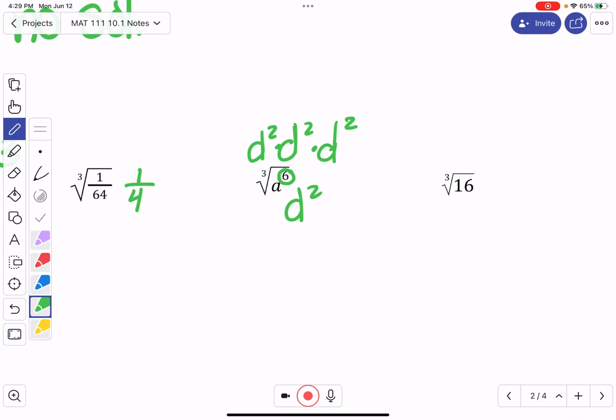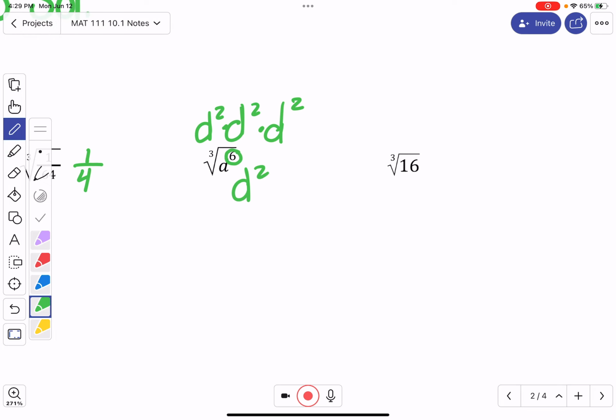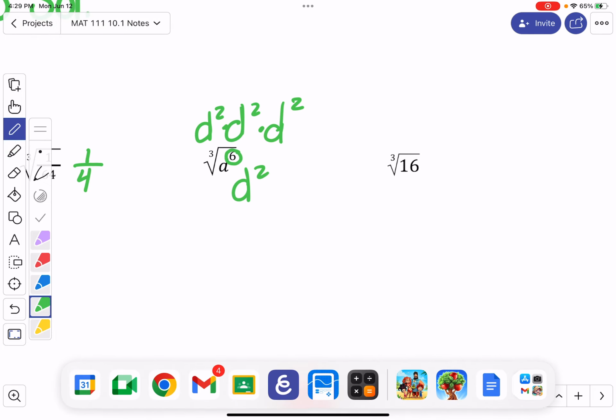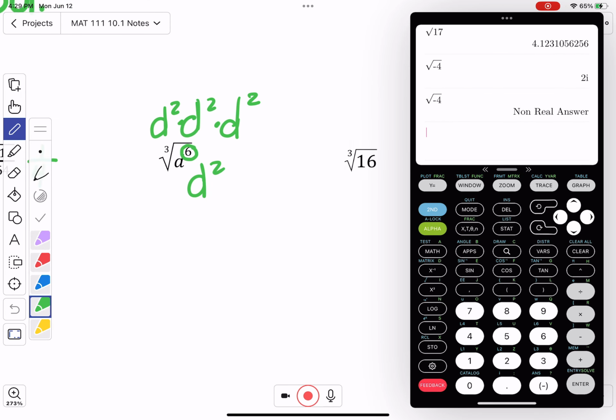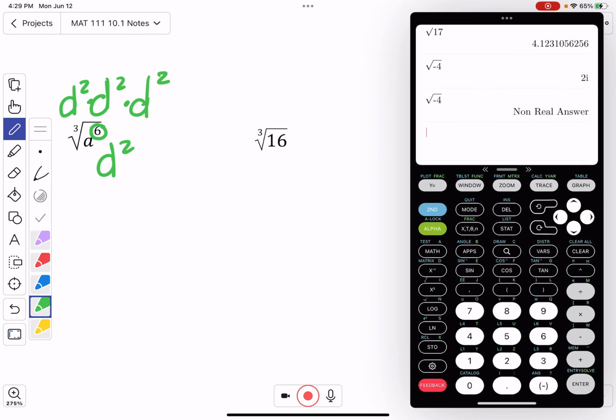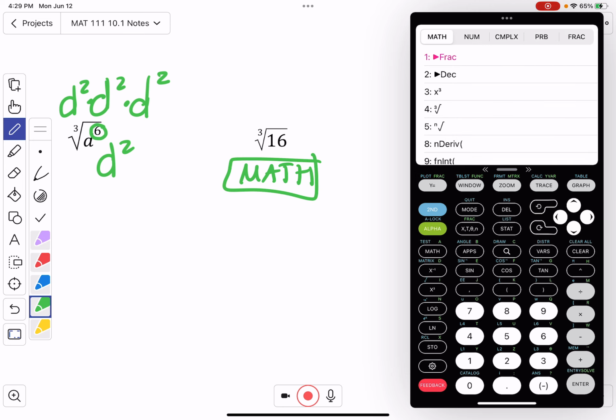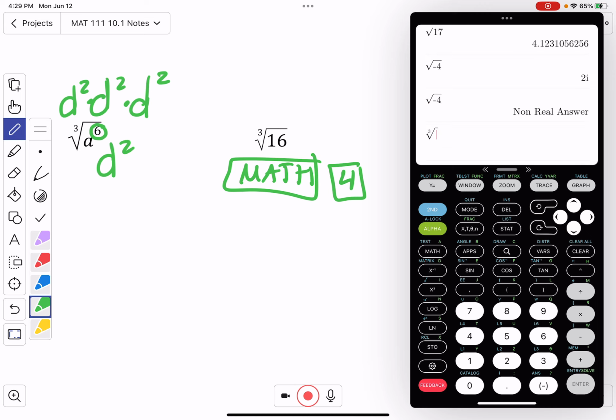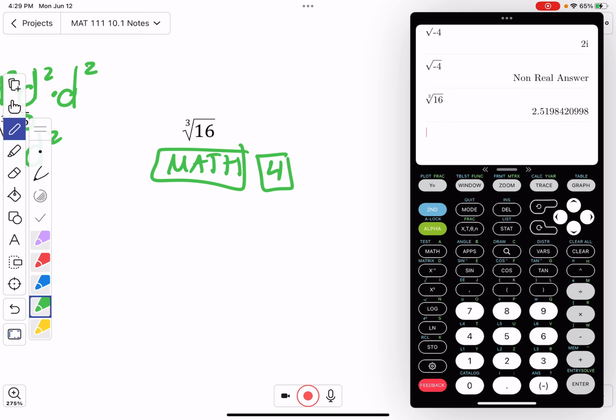Cubed root of 16, there isn't an even one that goes in, so that's one where we would use the calculator. To get cubed root on your calculator, you hit the math button, which is right under the green alpha, and then number 4. Number 4 has that little index of the 3 right there. And then you can type 16 and get that it's about 2.52. So math 4 gives you that number.